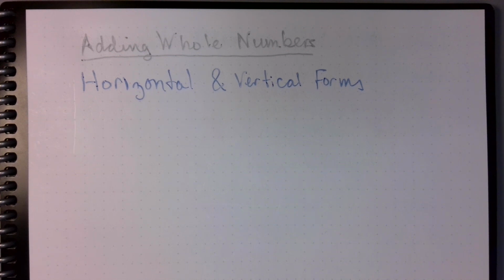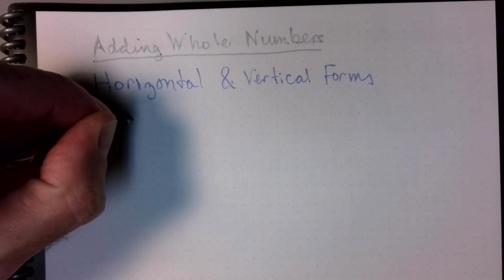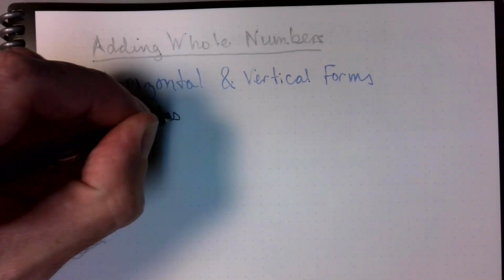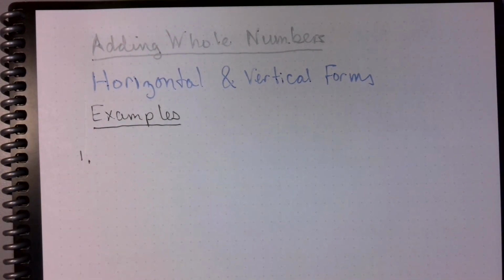Okay, so first thing I would like to talk about is adding in the horizontal and the vertical form. The horizontal form is good when you have smaller numbers involved, maybe 2-digit numbers, things like that. Okay, so something like this.